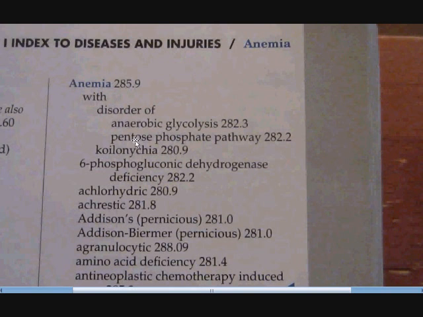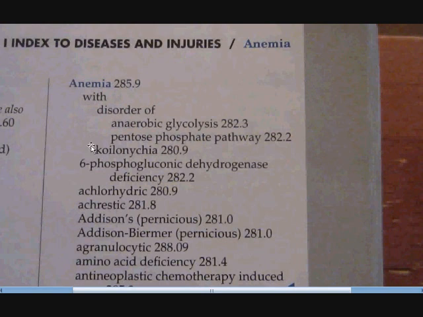Let's go back and I'll repeat the short video so you can see it again. But essentially, as you can see, Addison, and so on and so forth, anti-neoplastic chemotherapy, all those things are indented. If you look at anemia once again, we look at anemia with. Our main term is anemia. With is a subterm, and these are diseases that are with anemia. So let's say disorder of anaerobic glycolysis, pentose phosphate pathway. These are all anemia with certain diseases or certain characteristics.